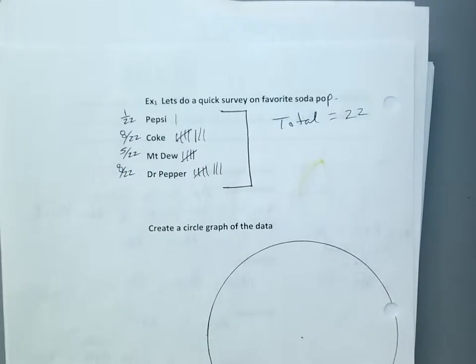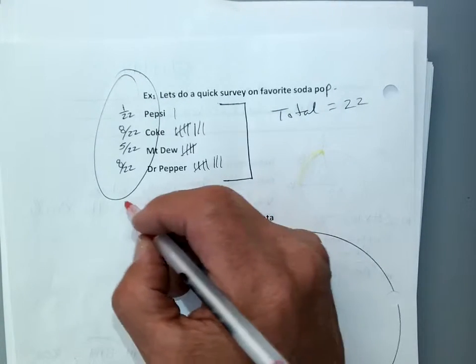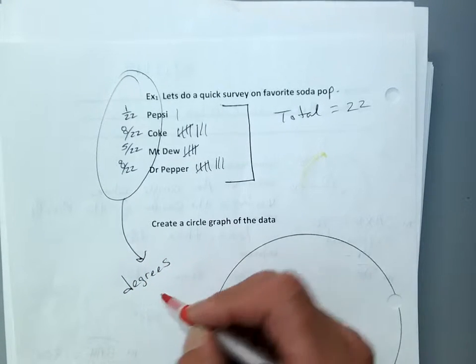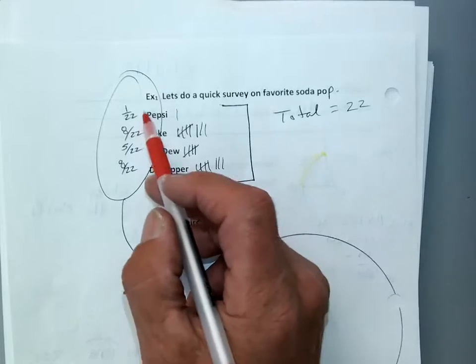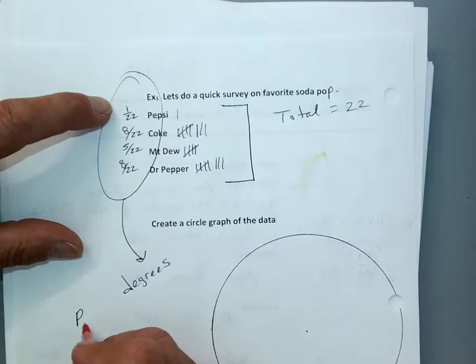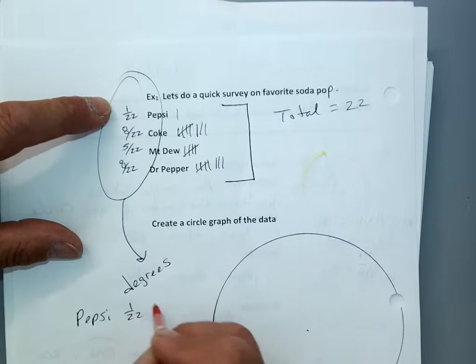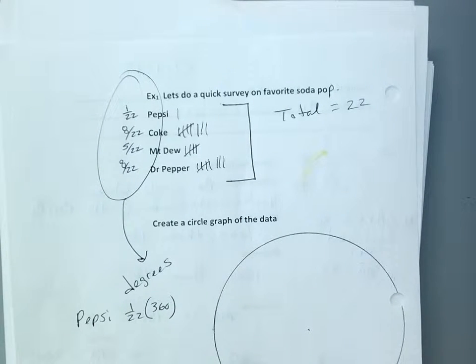Now, what I need to do is somehow take these numbers and make them into degrees. If I get my degrees, then I can get my arc lengths. Does that make sense? What I make them into degrees is this. I'll take my Pepsi, and I got 1 out of 22, and I'll multiply that times 360, because it's 1 out of 22 of 360.